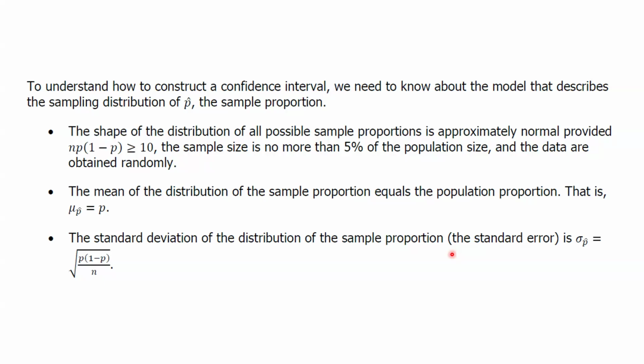And the third thing to understand is that the standard deviation of the distribution of the sample proportion, the standard error, is sigma sub p hat, which equals the square root of p times 1 minus p divided by n. So this tells us how much sample proportions typically vary from sample to sample. So larger samples will have a smaller standard error or less variability.